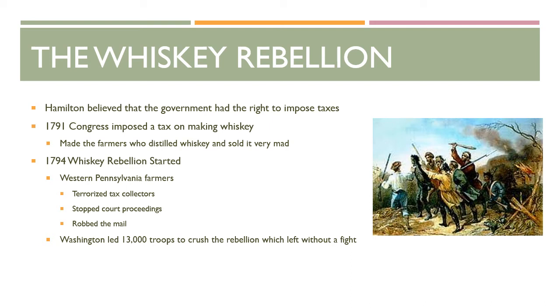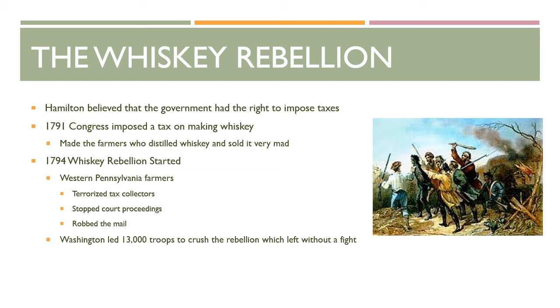And so in 1794, a group of Western Pennsylvania farmers got together and started a rebellion. They went around terrorizing tax collectors, stopping court proceedings, robbing people from the mail, just taking money and items out of the mail. Okay, and Washington said, we can't let this stand. And so he himself, the president of the United States, put on his military uniform and led 13,000 troops out to crush the rebellion.